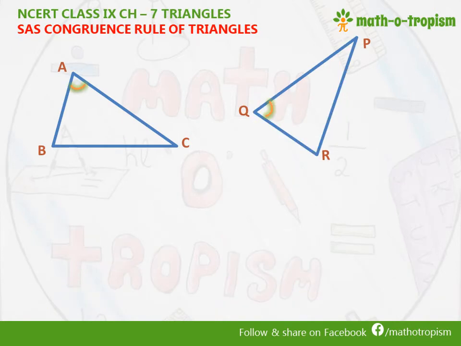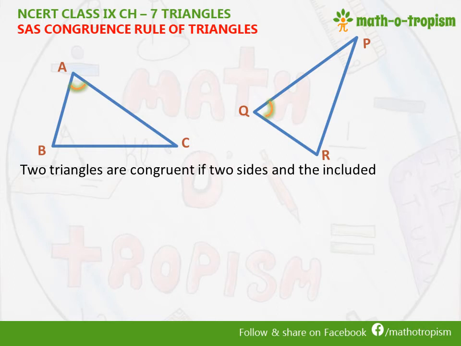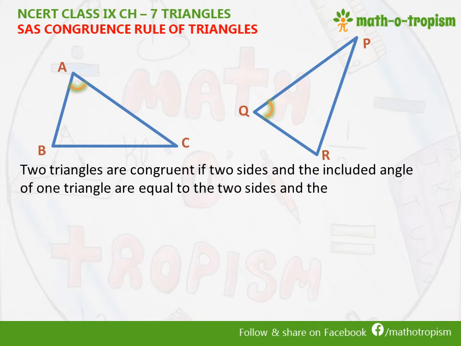Next, we will go to the SAS congruence rule of triangles, where we will be given two sides and the included angle between the two sides. So for example, AB and AC are given. So the common vertex there is A. Similarly, QR and QP are given with the common vertex Q, and the angles A and Q are equal. So in this case, we are talking about the congruence with respect to two sides and the included angle. Then the two triangles are congruent if the two sides and the included angle of one triangle are equal to the two sides and the included angle of the other triangle.